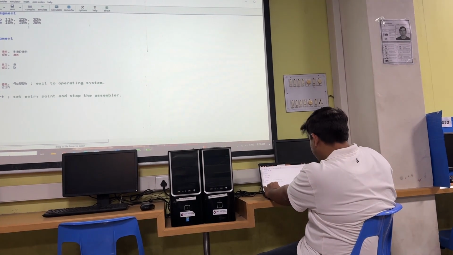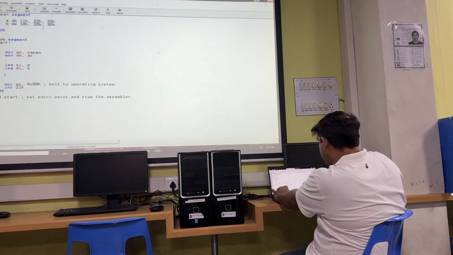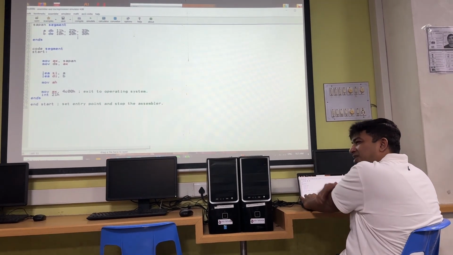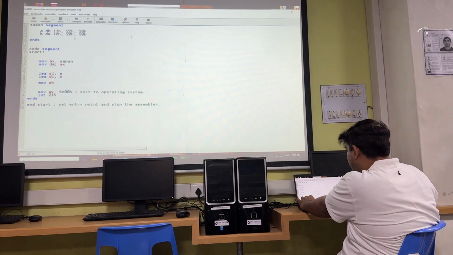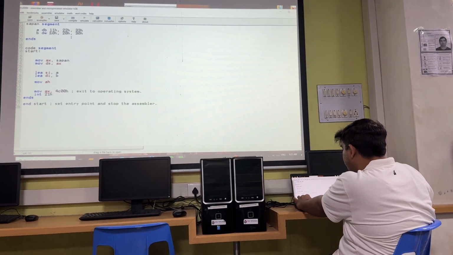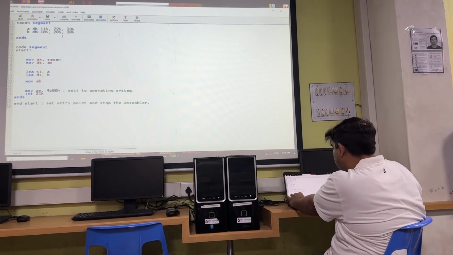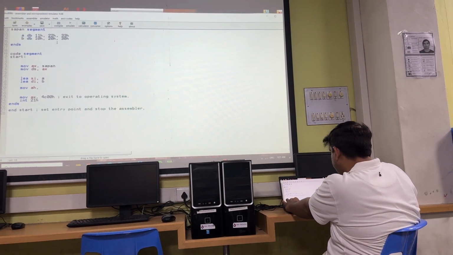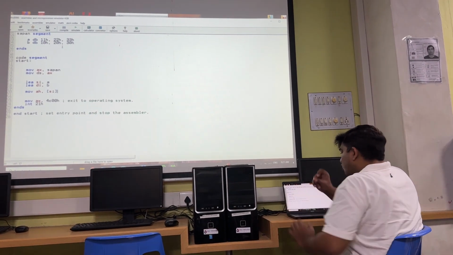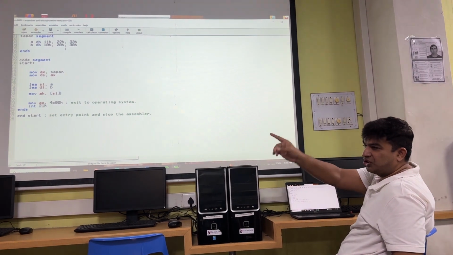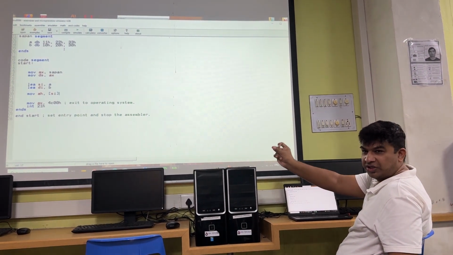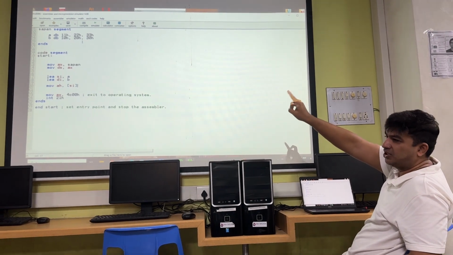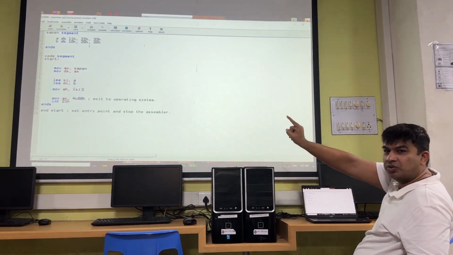Done this one thing? Now, move AH. Why have I written AH? Because my data is of 8-bit only. I only want 8-bit data. I don't require a 16-bit register. MOV AH comma square bracket SI. SI will be replaced with 0, 0, 0, 0. Square bracket 0, 0, 0, 0 is 11, so my 11 will get copied into AH.